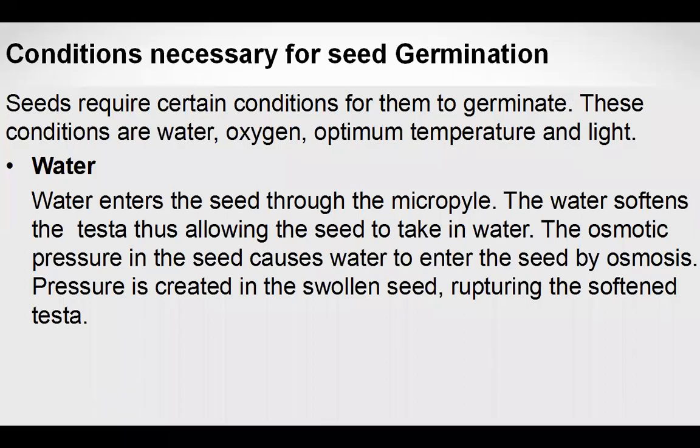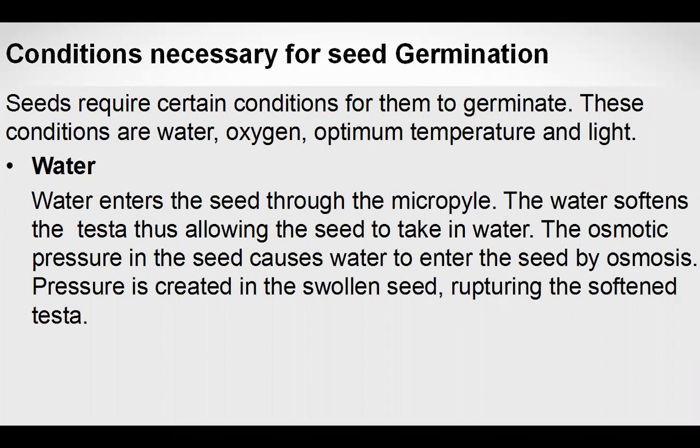Hello everyone, welcome to this video where we talk about the necessary conditions for seed germination. In the past video we discussed the various parts of the seed and what seed germination is. So in this video we talk about the various necessary conditions that are needed for the seed to germinate. Seeds require certain conditions to germinate, which are water, oxygen, optimum temperature, and light.